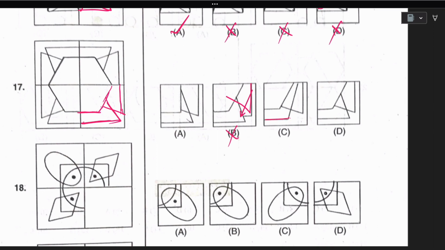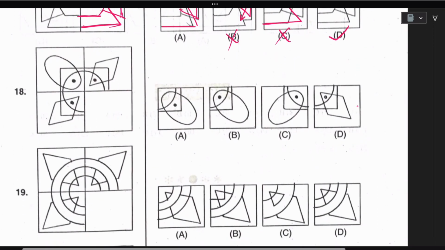this requires to go like this, but it is wrong. So eliminate C. And next one is, so A is not going fine. It should be like this, and then this should be like this, but the correct answer is D, because all the rectangle shapes and other shapes are fine with D only. So we will be selecting D as our correct answer.